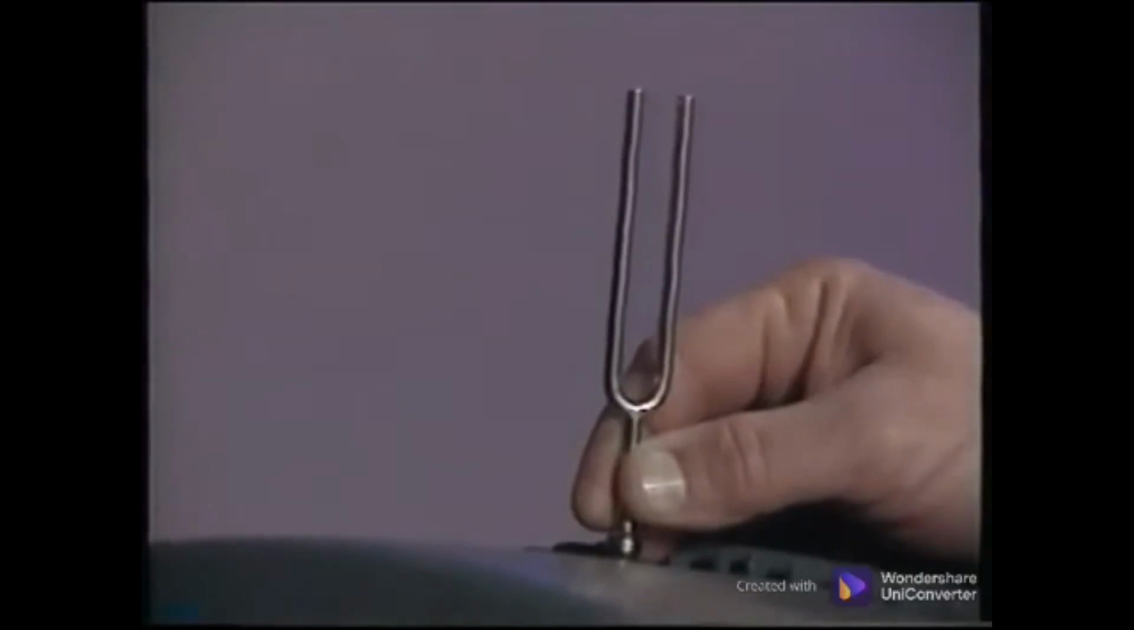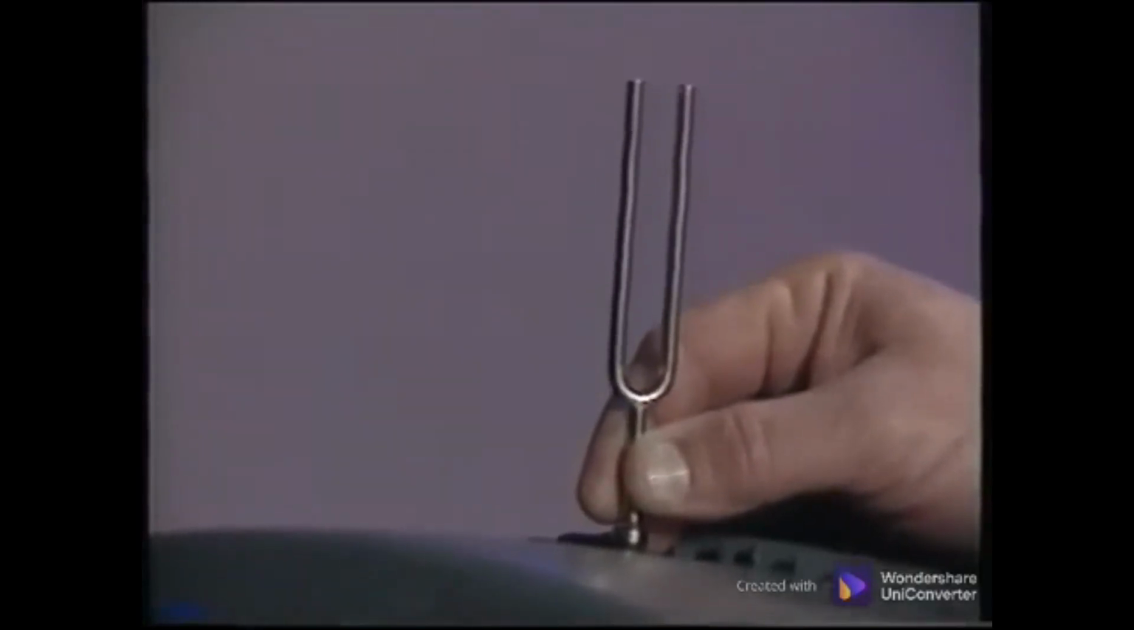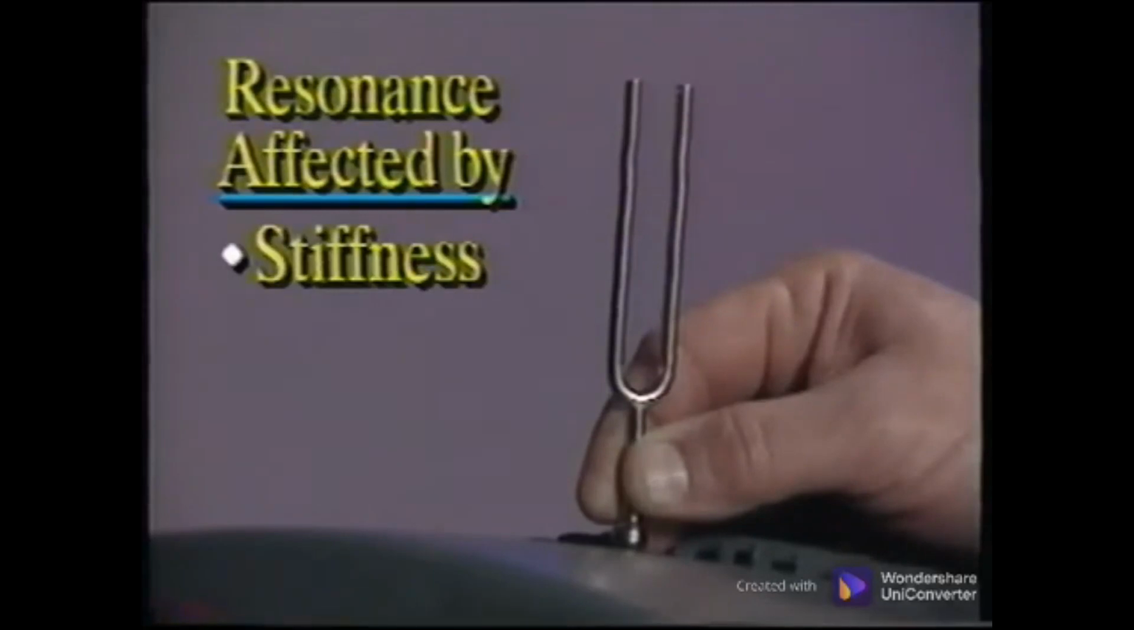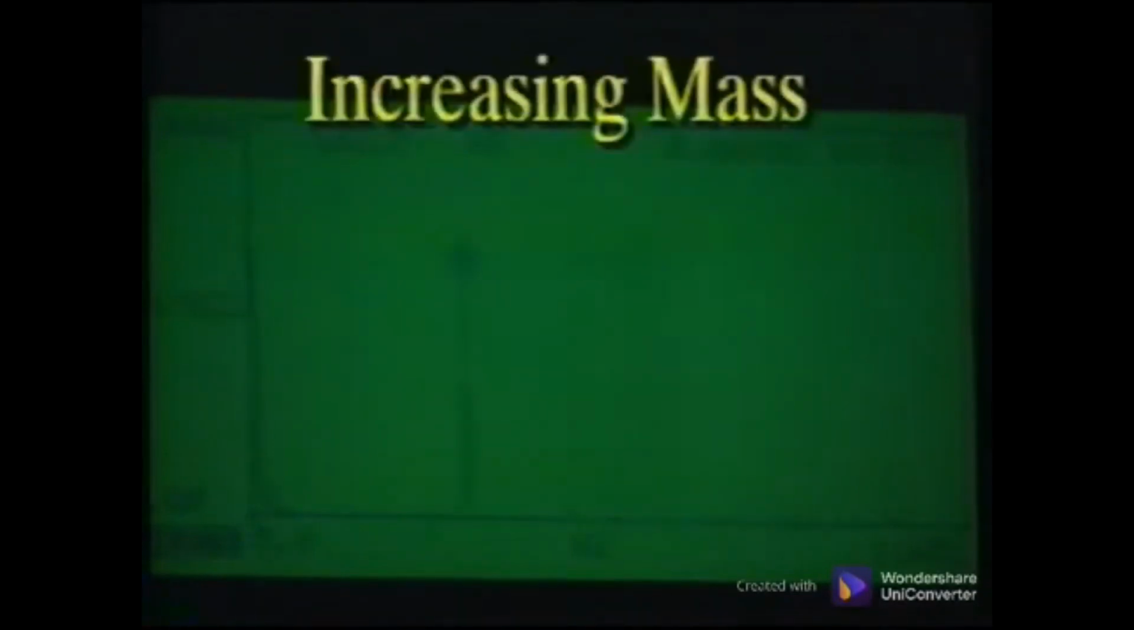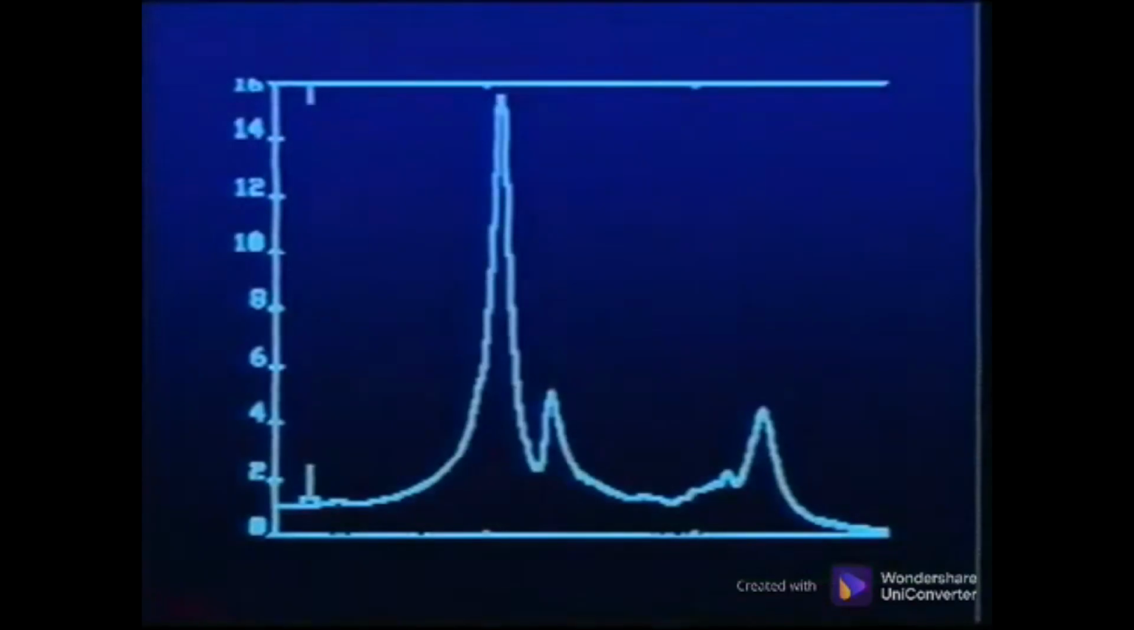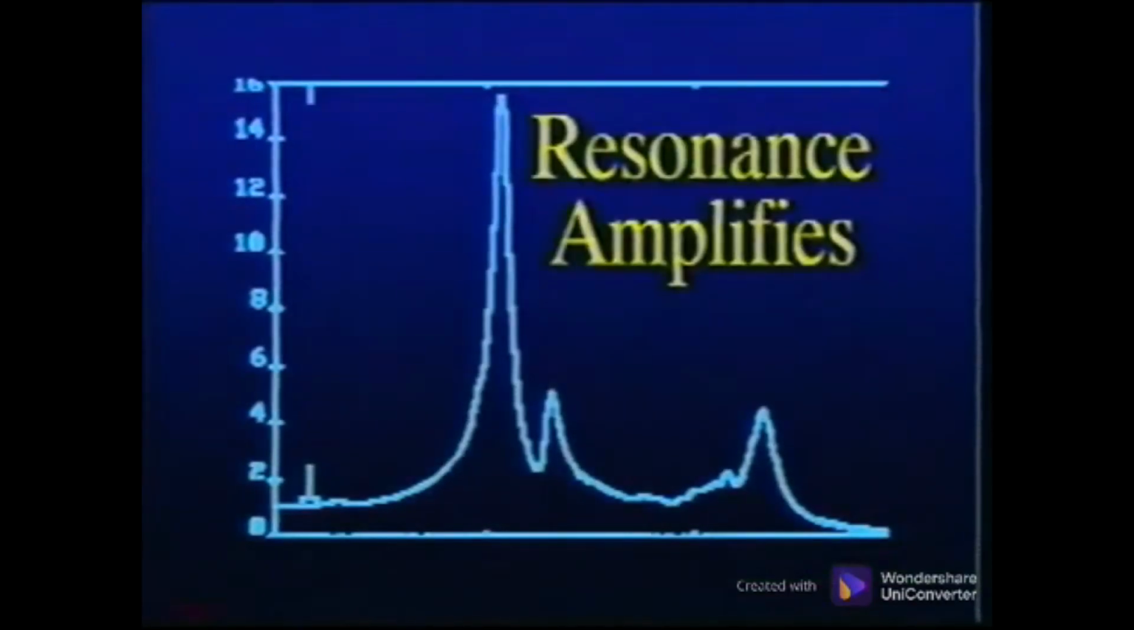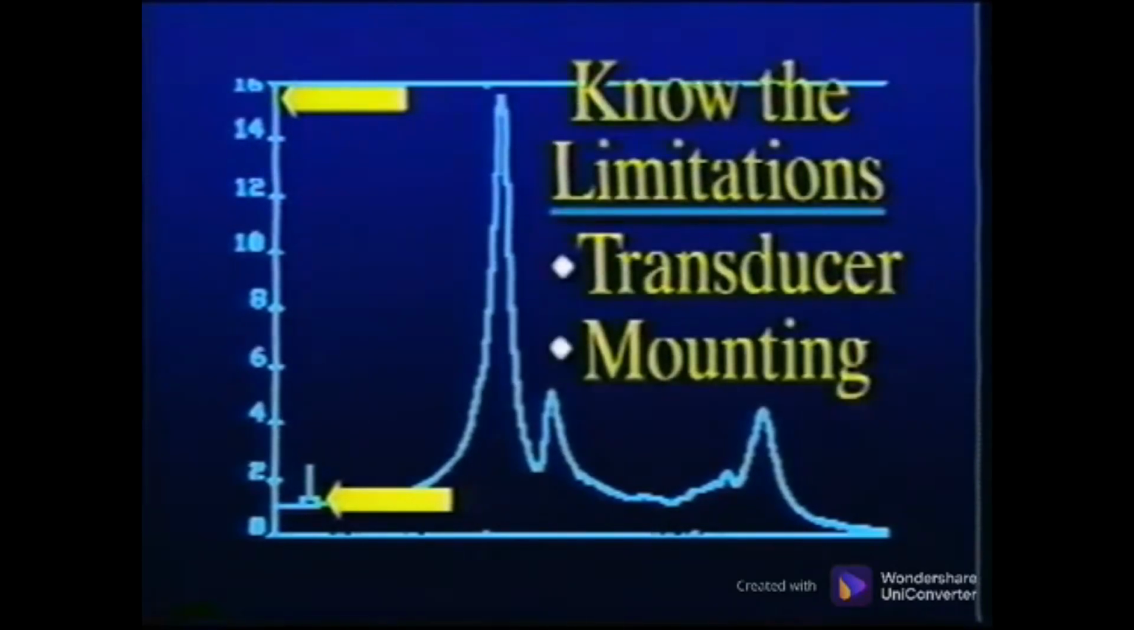Three design factors affect the resonant frequency of this tuning fork or any object. These factors are stiffness, mass, and damping. Increasing stiffness raises the resonant frequency. On the other hand, the frequency can be lowered by increasing mass. Finally, adding damping reduces the amplitude with little frequency change. The effect of resonance on your data is vibration frequencies that occur in the resonant frequency range of the transducer will be amplified by as much as 20 times. Therefore, it is important to know the limitations of the selected transducer and the manner in which it is mounted.